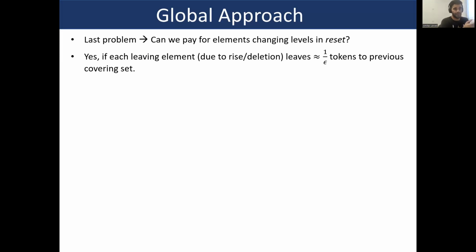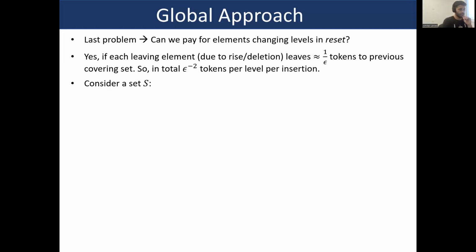Because ND, the way we define now ND, is we said that before, if an epsilon fraction of the elements left it. So if an epsilon fraction of an element left the cov set, and each one leaves behind 1/epsilon tokens, then we can redistribute, this set can redistribute 1 token per remaining element, so that it will have a token for the level change. Okay? So in total, we have 1/epsilon squared tokens per level per insertion.